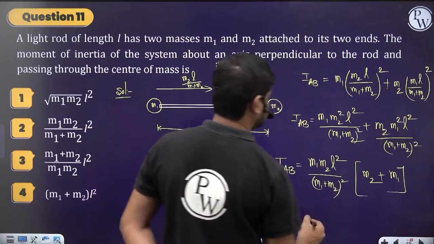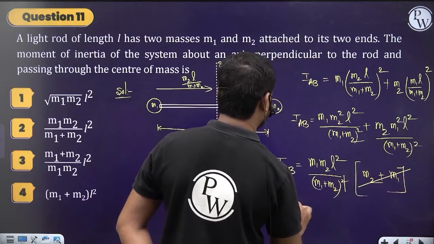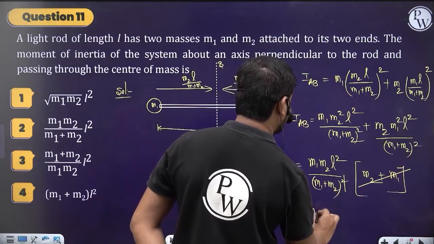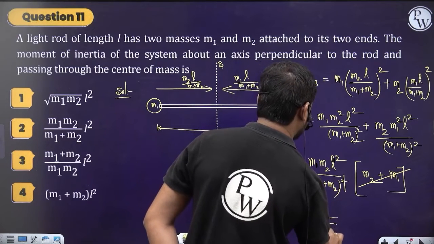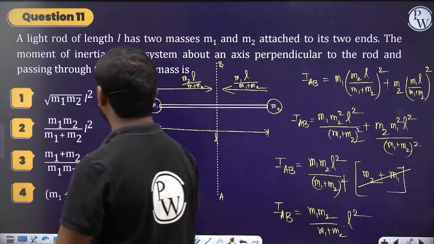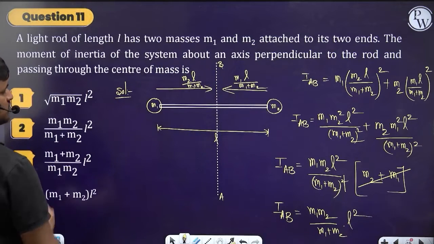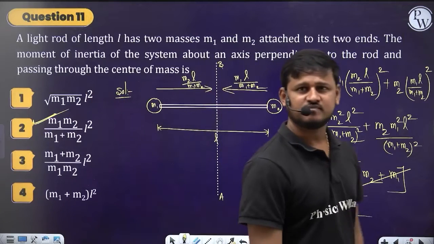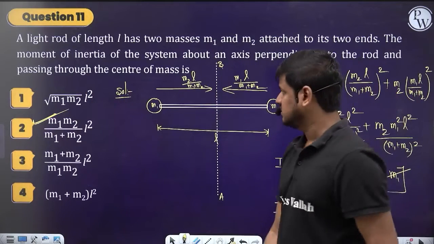So one (M1 plus M2) cancels with one (M1 plus M2). So the moment of inertia about AB will be M1 M2 by (M1 plus M2) into L square. So M1 M2 by M1 plus M2, into L square. Option 2 is the correct one. Clear? Understood, guys?